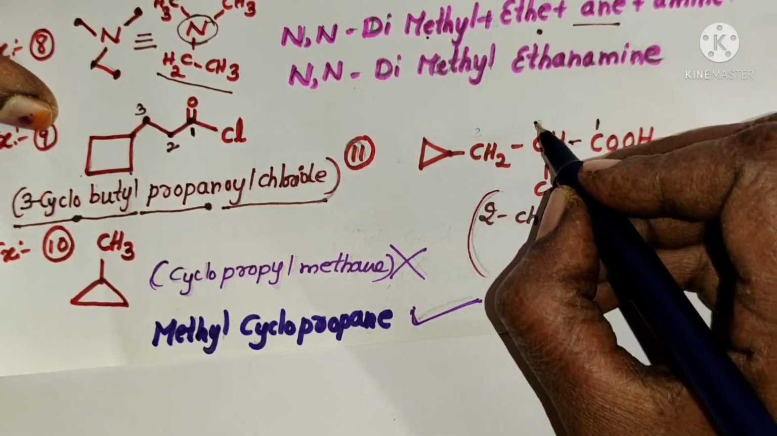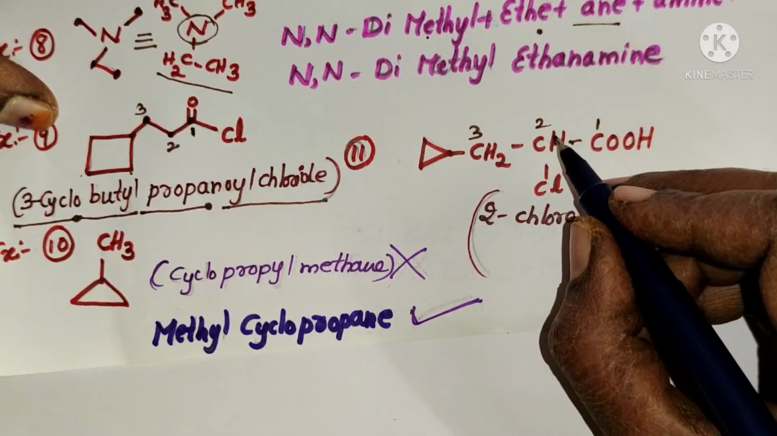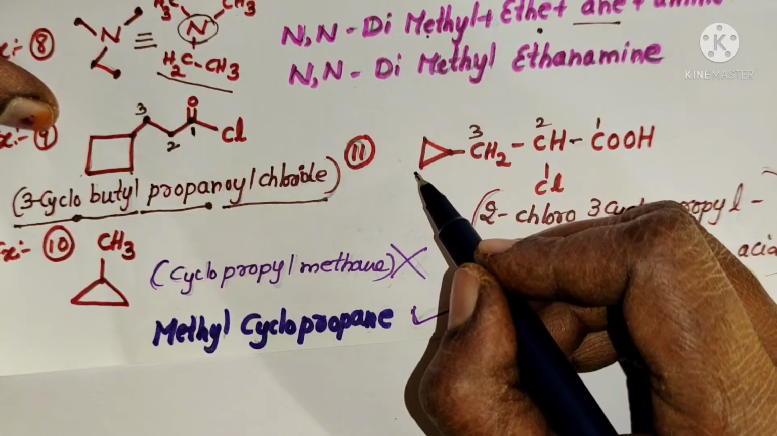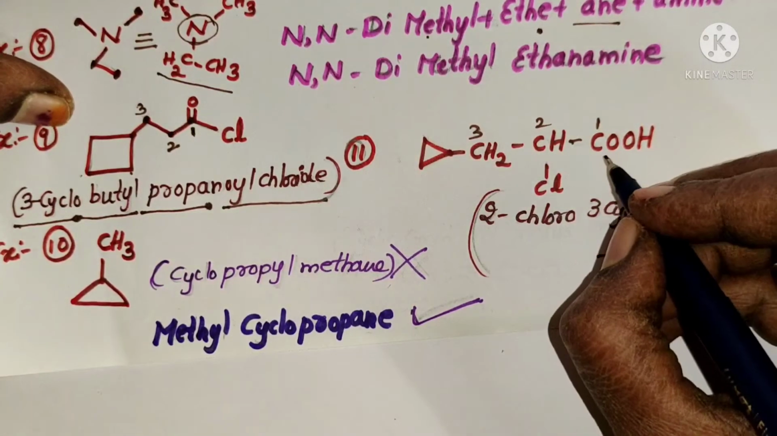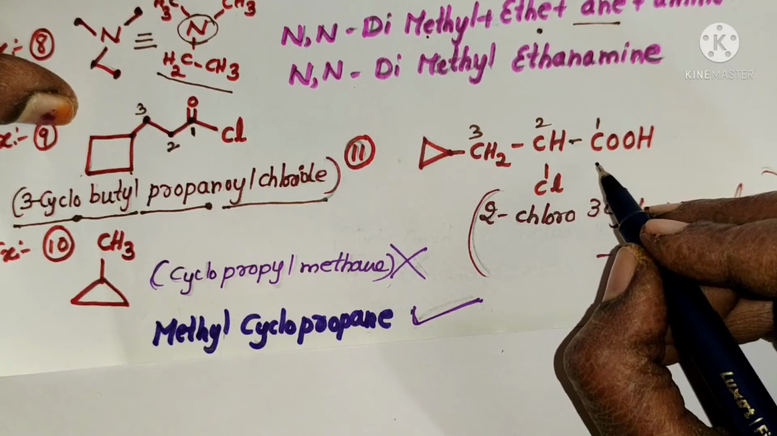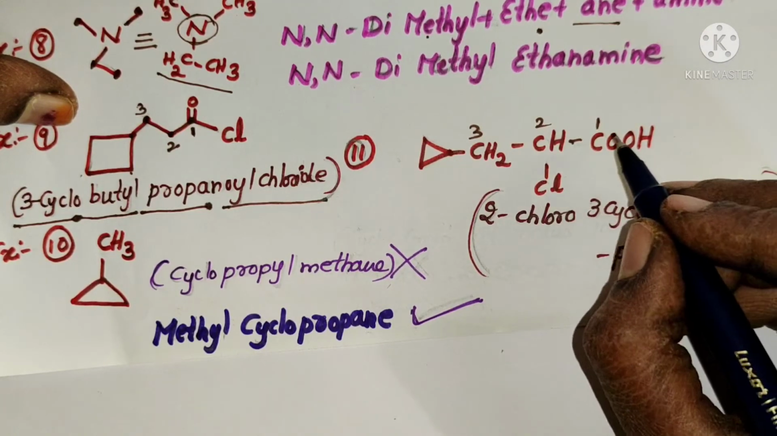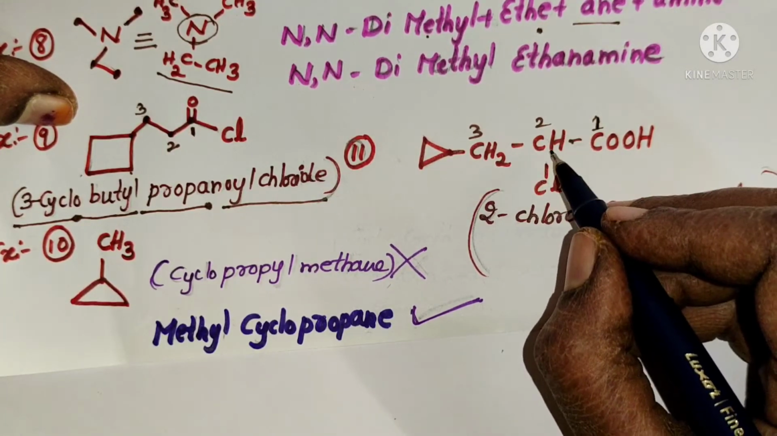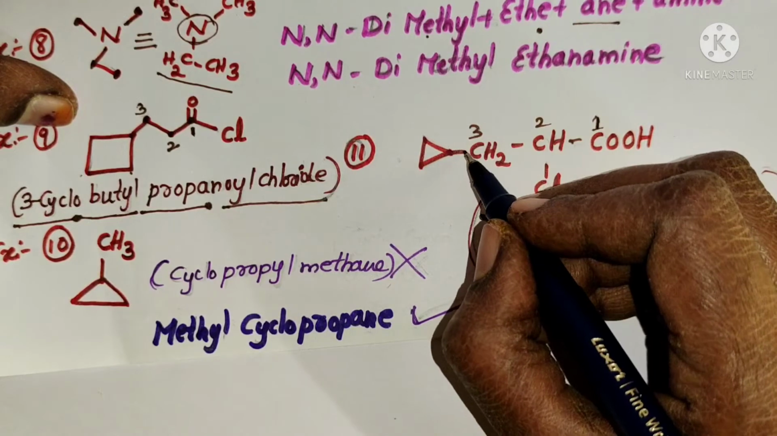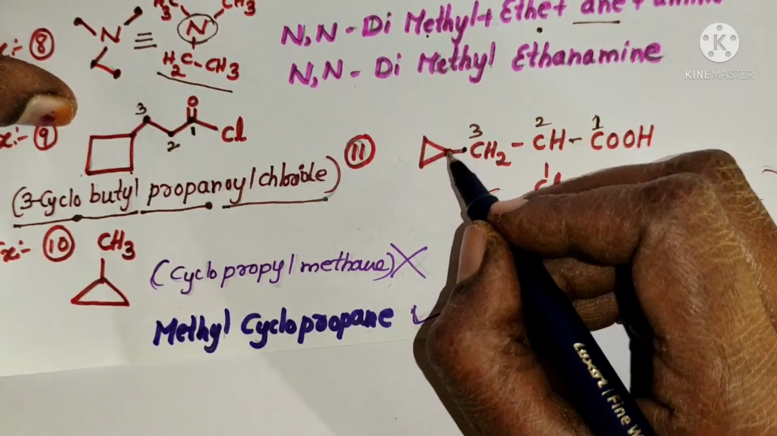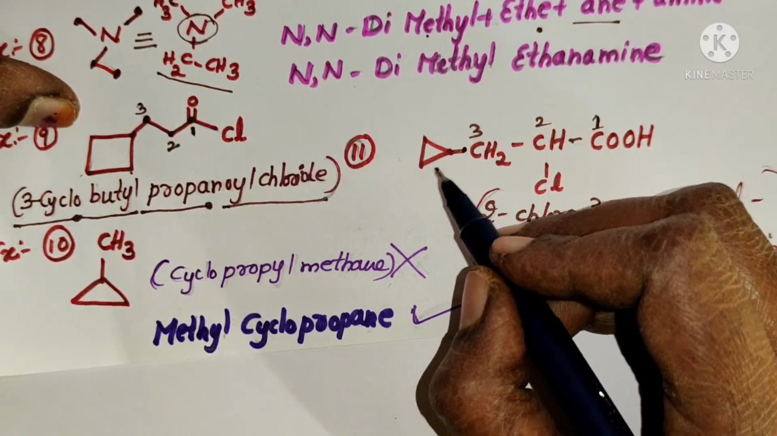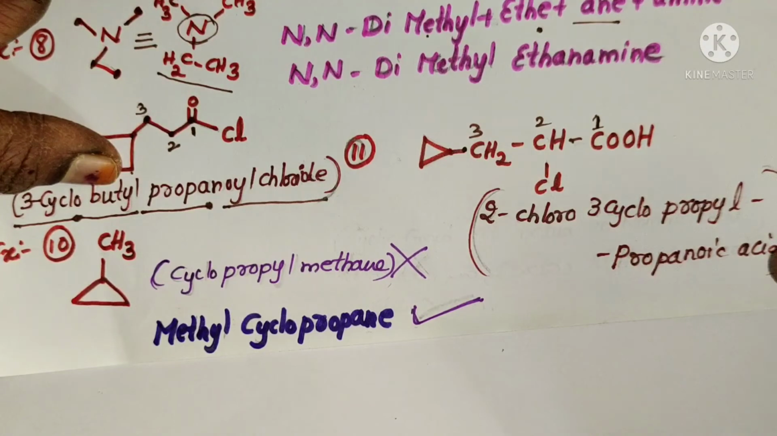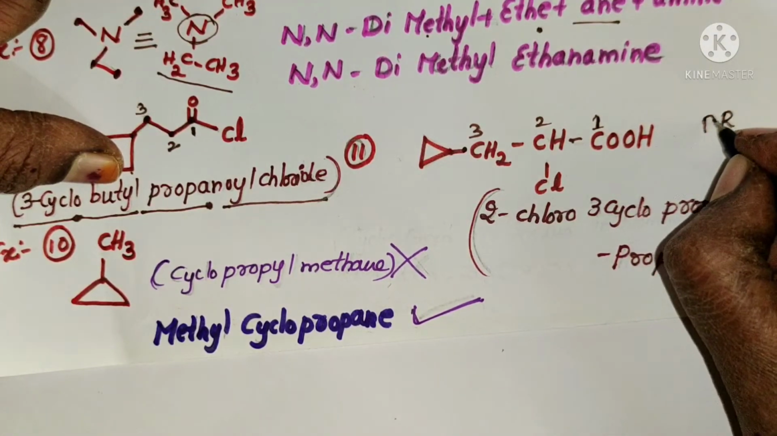See here, this 3-carbon chain has COOH, CHCl, CH2, with a 3-carbon cyclic ring attached. So what is the main functional group? COOH is the main functional group. Due to that, this is the 1st carbon, and the 2nd carbon has Cl attached. The 3rd carbon is attached to a 3-member cyclic ring, a cyclic ring with 3 carbons. Okay, what is the naming, what do we have to consider? PRS, right?